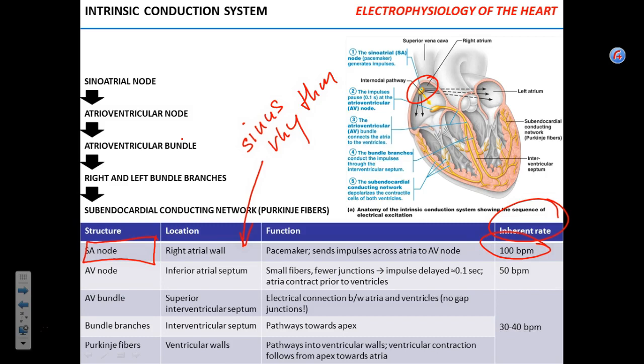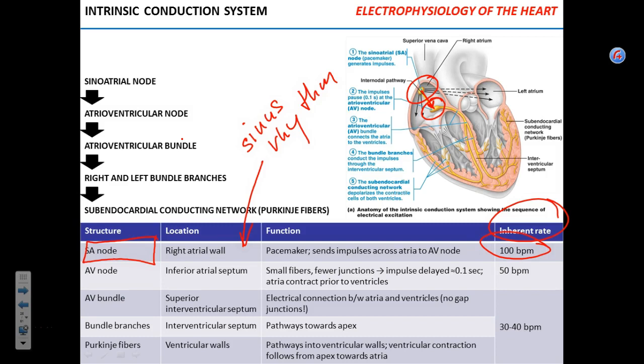Impulses from sinoatrial node, which is located in the right atrium, are sent to the atrioventricular node, or AV node. Right? AV node is at the junction, right? It's in the atrium, but it's right before the ventricle. Does that make sense?